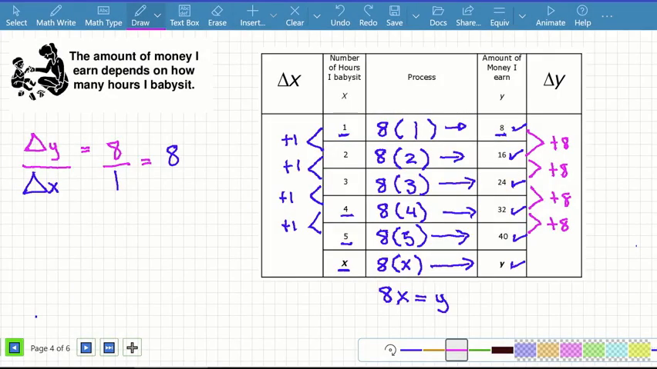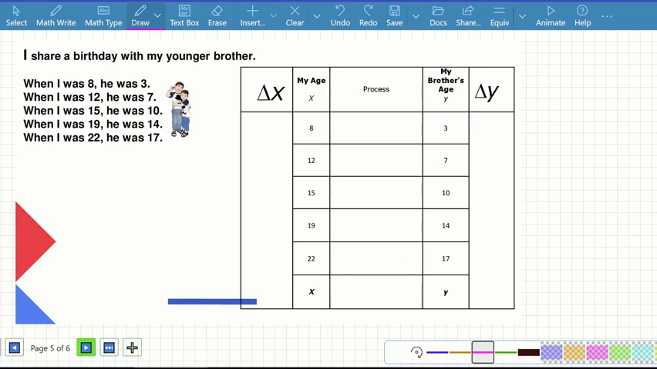In our last video, we identified a multiplicative pattern where you multiply a number by x to find y. In this video, we're going to introduce a different type of relationship. As you can see in my scenario on this screen, I share a birthday with my brother. We have the same birthday. When I was 8, he was 3. When I was 12, he was 7, and so on.